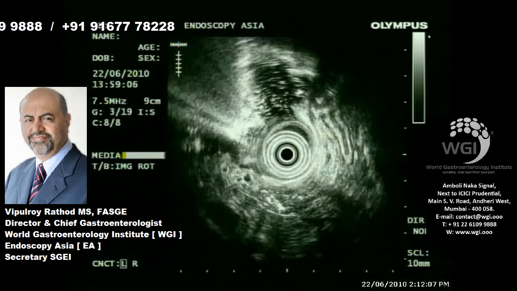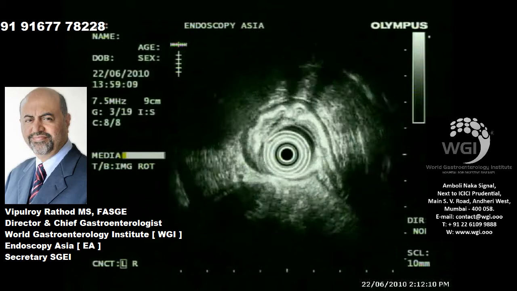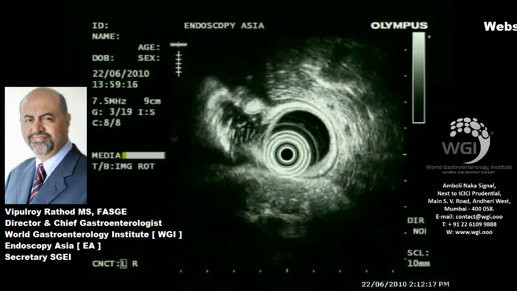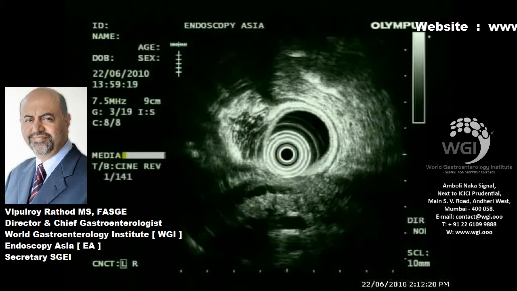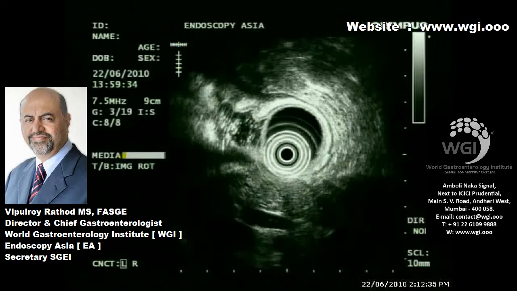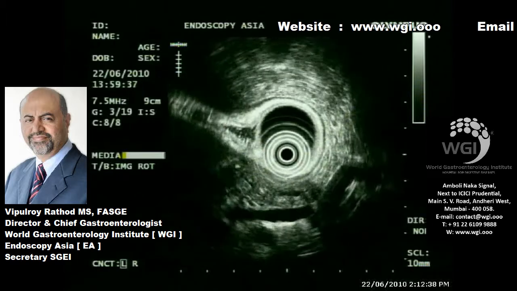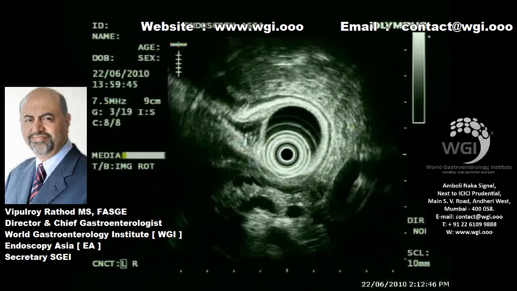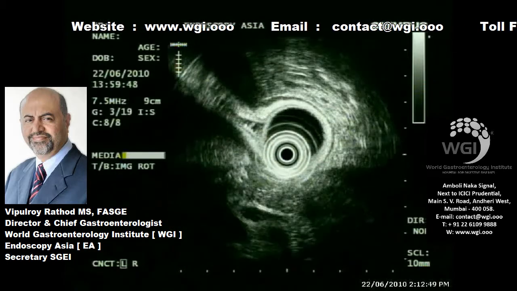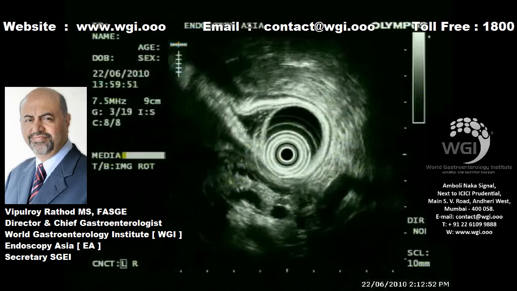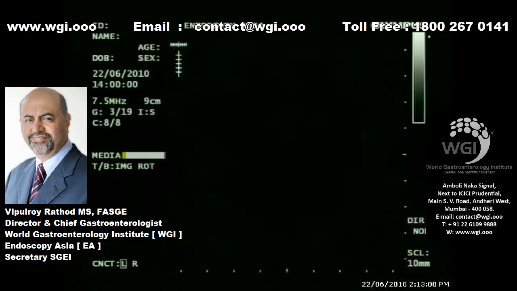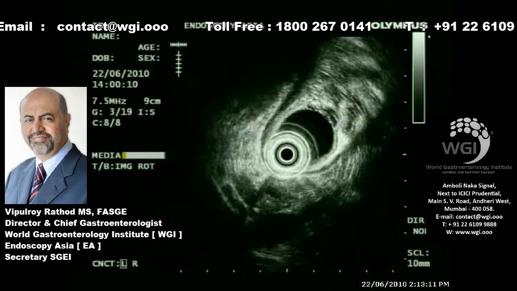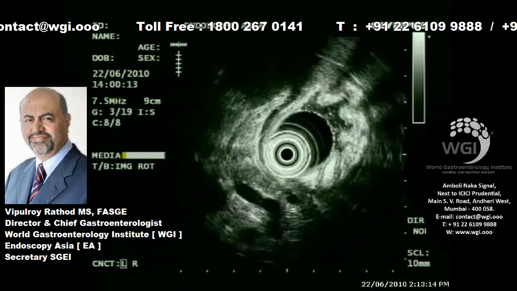Gentle withdrawal of the scope into the stomach. You see the prominent, dilated pancreatic duct in the body and the tail of the pancreas. No metachronous lesion in the pancreatic body or the tail, evaluated as we see the whole pancreatic body from the stomach. Gentle to and fro movements will allow you to see the duct with clarity, and as we withdraw a little further, we see some small peripancreatic nodes.